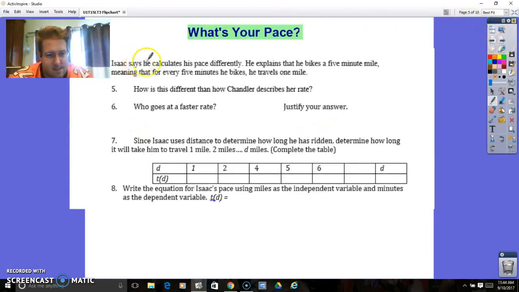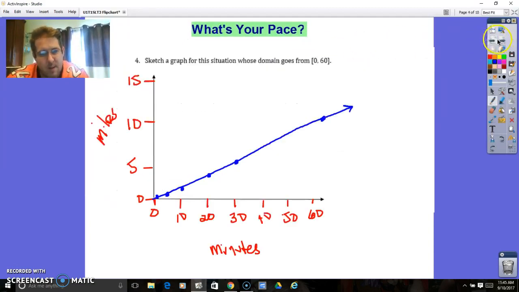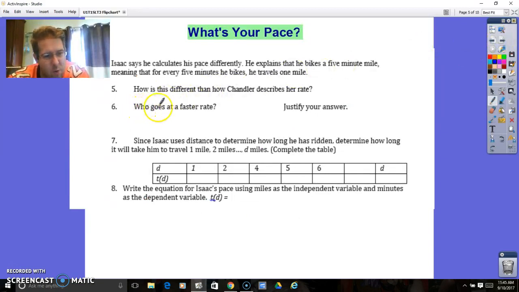All right, Isaac says that he calculates his pace differently. He explains that his bike is a 5-minute mile, meaning that for every 5 minutes he bikes, he travels 1 mile. How is it different than how Chandler describes her rate? Well, this is a unit rate. Instead of miles per minute, this is minutes per mile. So that's the biggest difference. Who goes at a faster rate? Justify your answer. If he bikes a 5-minute mile, that takes him 5 minutes to go 1 mile.